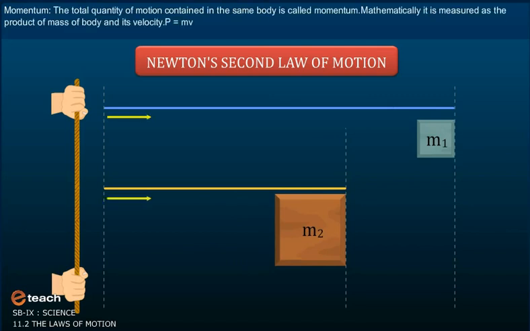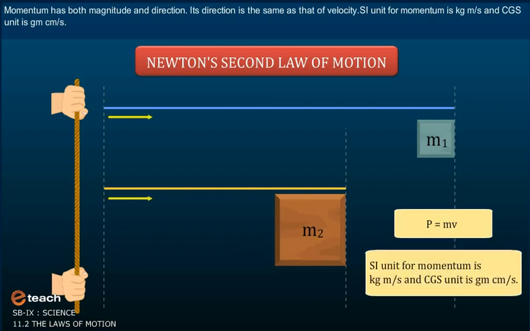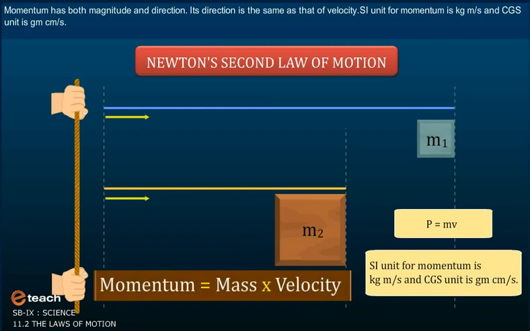Momentum. The total quantity of motion contained in the same body is called momentum. Mathematically, it is measured as the product of mass of body and its velocity. P is equal to mv. Momentum has both magnitude and direction. Its direction is the same as that of velocity. SI unit for momentum is kilogram meter per second and CGS unit is gram centimeter per second.